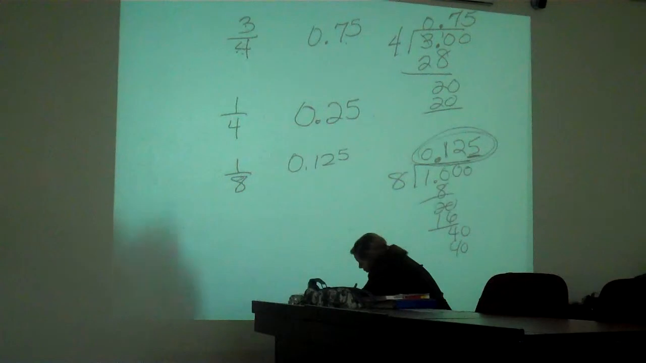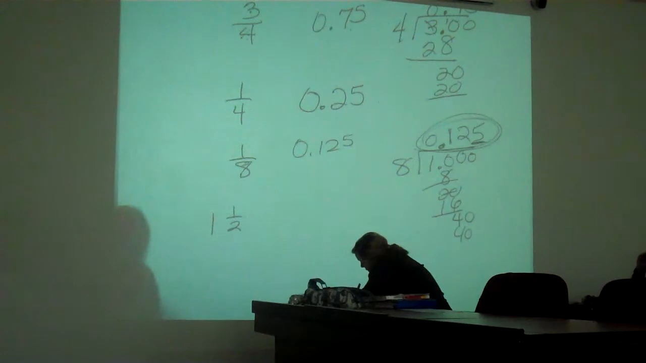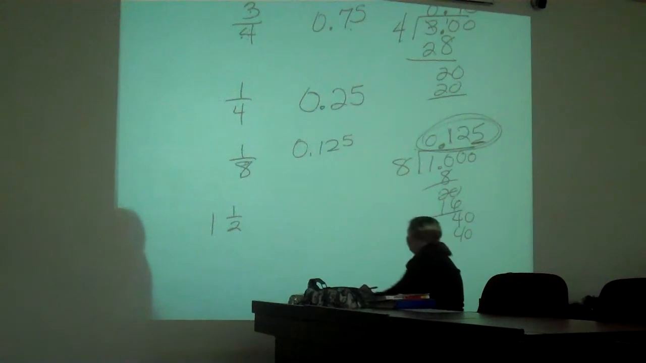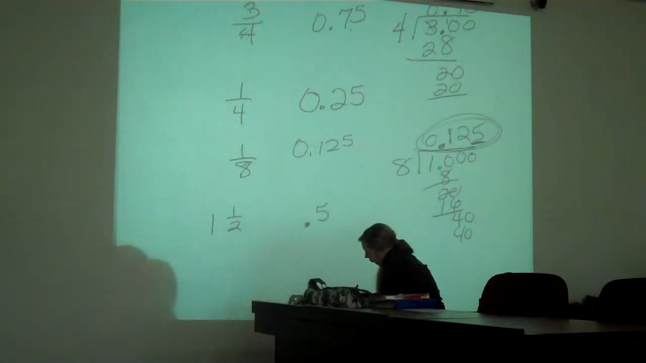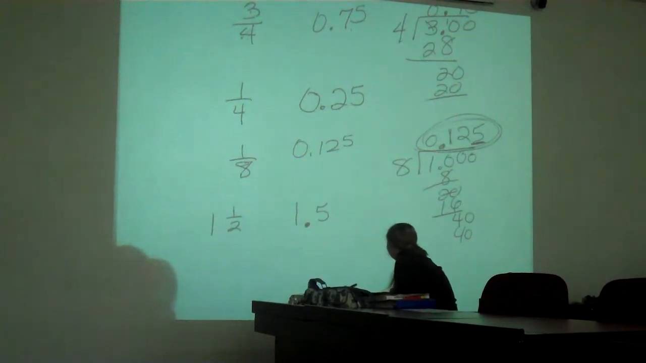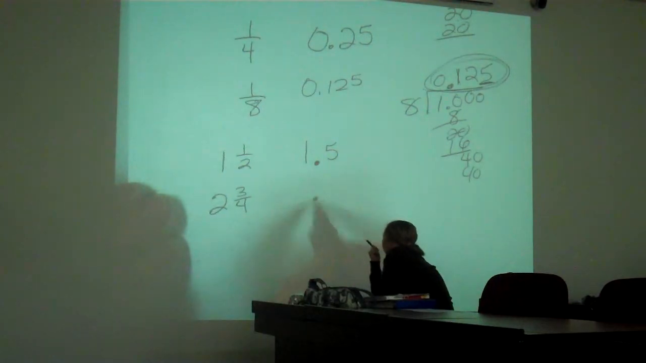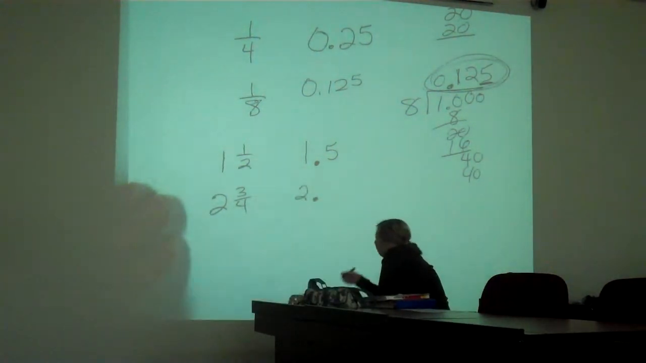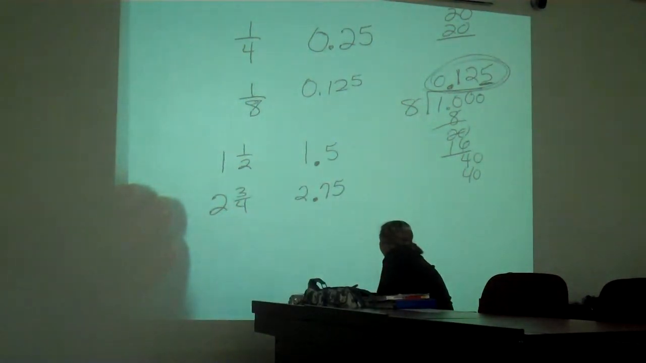Okay, what if it has a number in front of it? What if we had 1 and 1/2? Yes, it is a mixed number, right? It is a mixed number. I mean, the decimal. Okay, so we know 1/2 is 0.5, right? So what's going to go in front? That'll be 1.5. What is like 2 3/4? 2 goes in front of the decimal. What's 3/4? 75. 3/4 is 75. Okay? So some of those are easy.